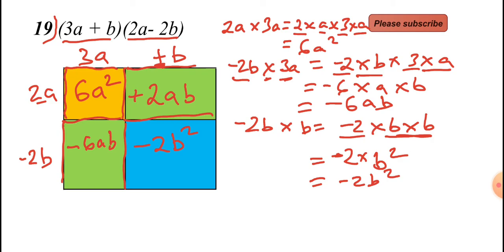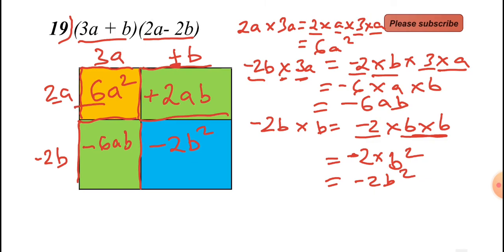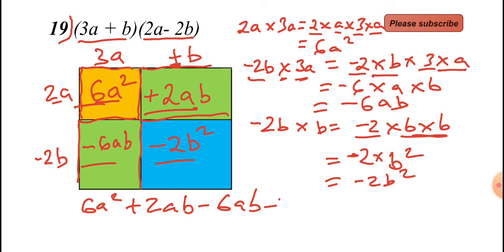So from the yellow bit here, I've got 6a squared. Then from here I've got plus 2ab. And then from here I've got minus 6ab. And then from here I've got minus 2b squared.